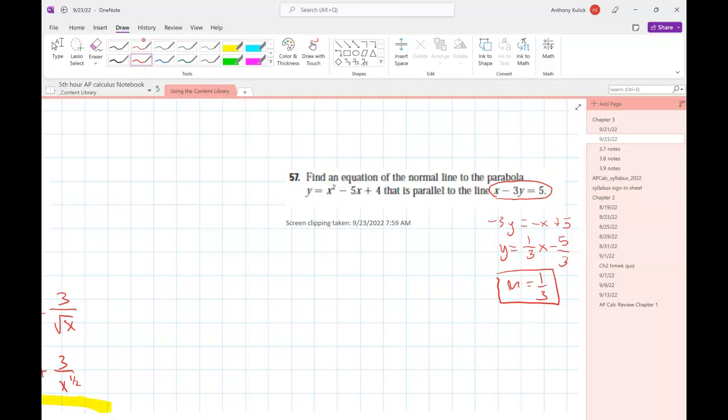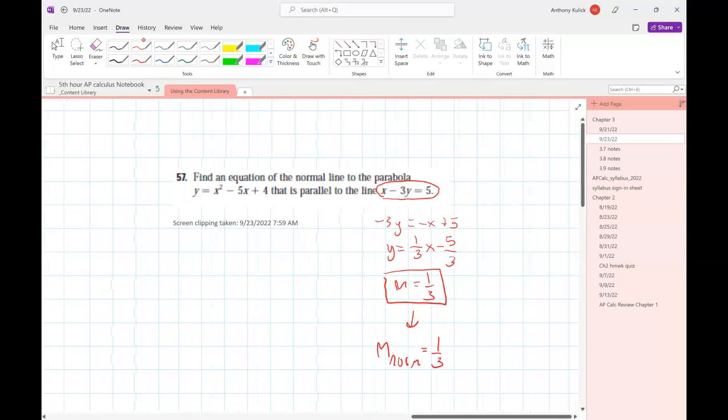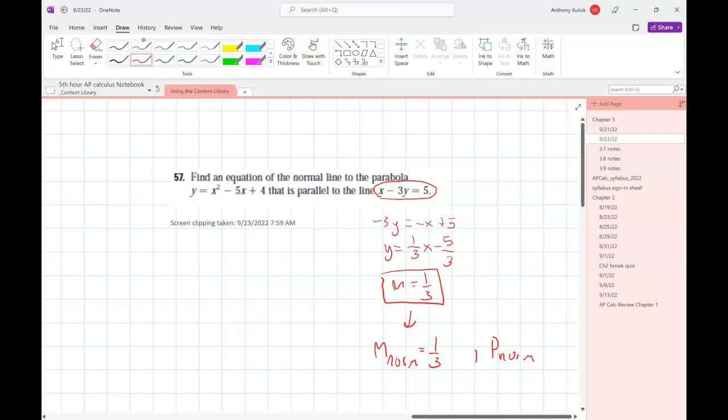Everybody's cool with that? So that tells me the slope for my normal line also needs to be 1/3. Cool with that. What I'm going to need, though, is a point for that normal line. The slope for my normal line also has to be 1/3 because it says that it wants the normal to be parallel to that line. What we still need to find, though, is the point that that normal line needs to go through.